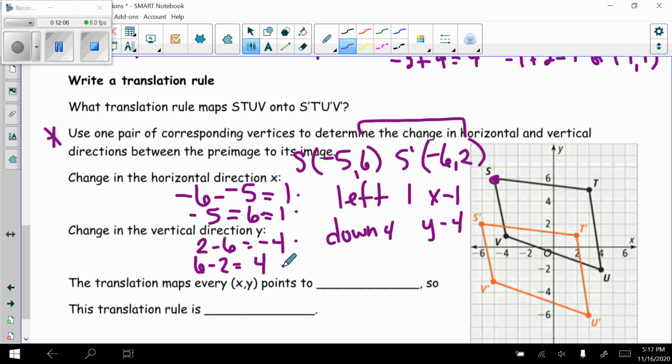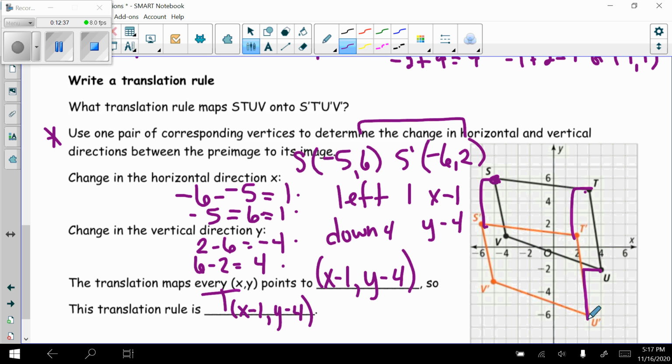So the translation maps every xy point to my new rule. My x's go x minus 1, my y's y minus 4. So the translation rule would be written as T and then x minus 1, y minus 4. So to get from each point that I started out with in my pre-image to my new image, I'm going to go left 1, down 4. Left 1, down 4, and we see that that does in fact work. Okay, so that's all there is to writing your translation rule.